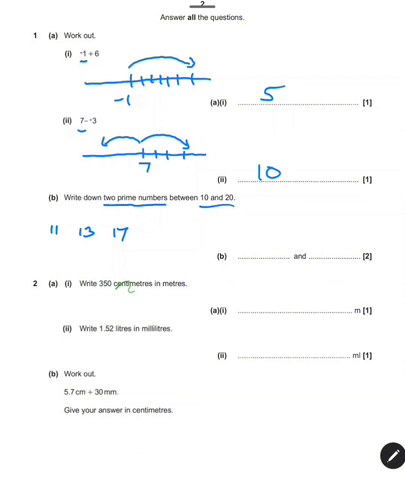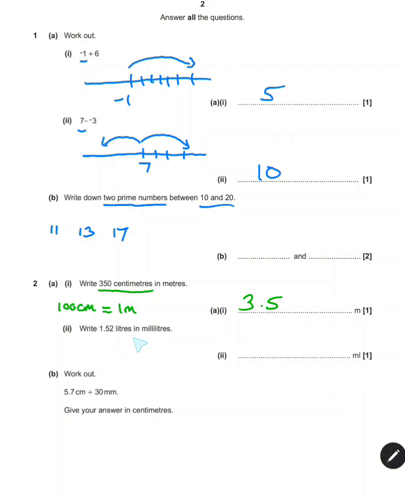Question 2, write 350 centimetres in metres. Well, every 100 centimetres is 1 metre. So we've at least got 3 metres. And then the 50 centimetres is half of this. So you've got 3.5 metres.